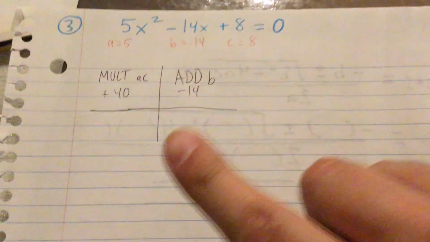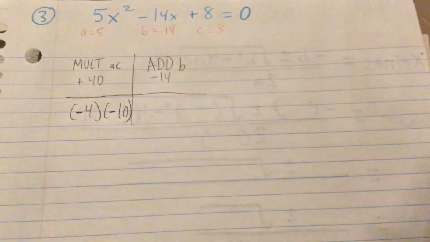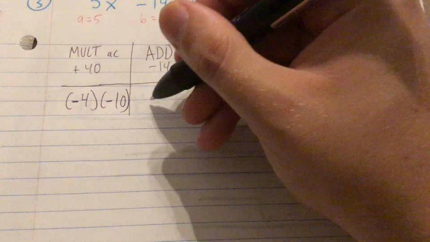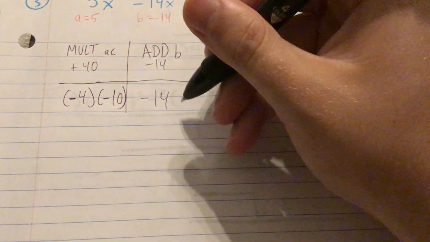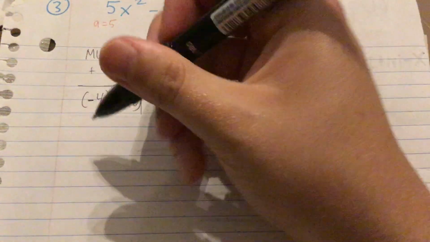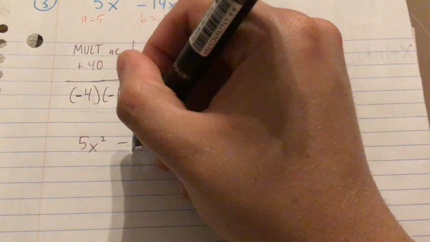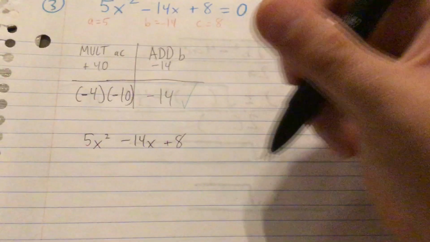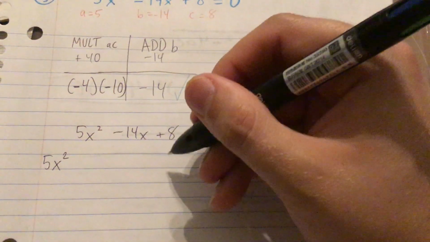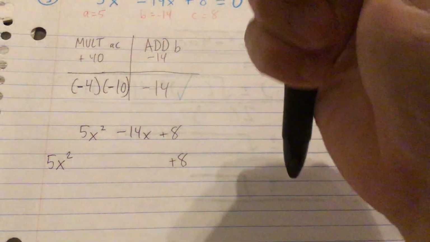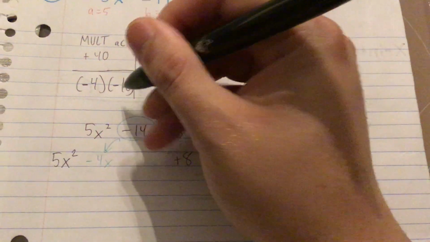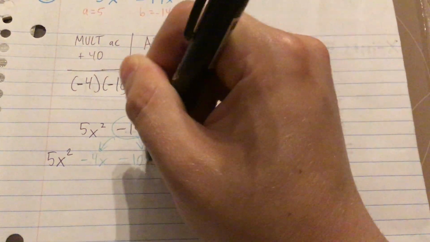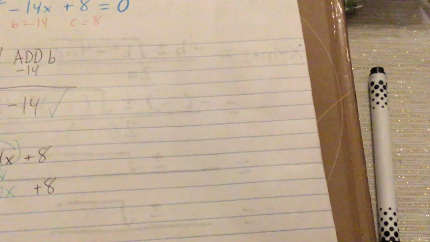Okay, so it has to be a negative times a negative. In particular, that negative-negative combination would be negative 4, negative 10. Negative 4 times negative 10 is positive 40. Negative 4 plus negative 10 is negative 14. We have a winner. So what this does is this takes the trinomial 5x squared minus 14x plus 8, and I'm going to split the middle term. What this does is this takes the negative 14x into negative 4x and negative 10x. Okay. Now I'm going to put it into a big rectangle.